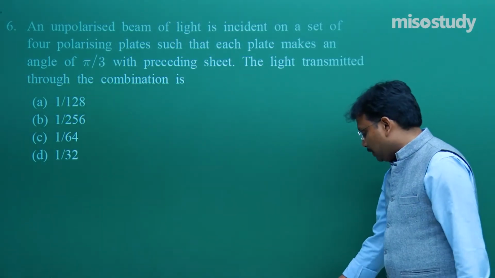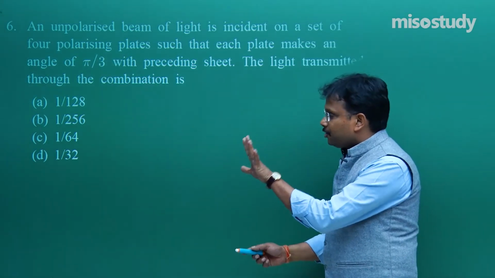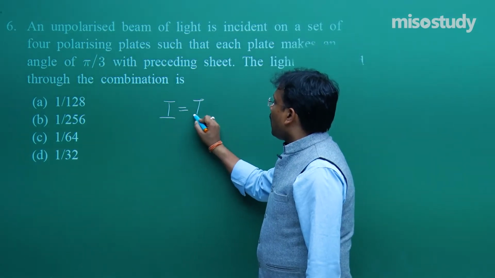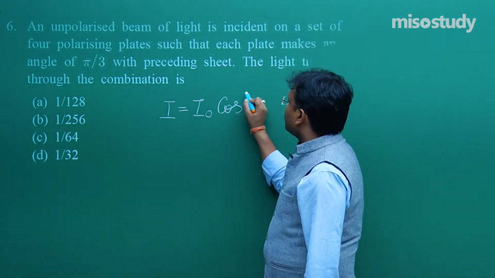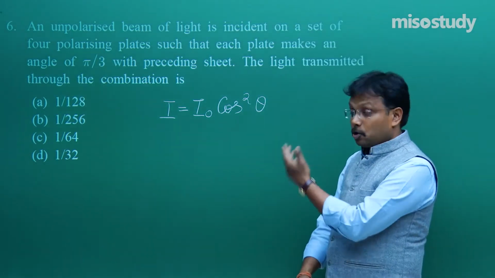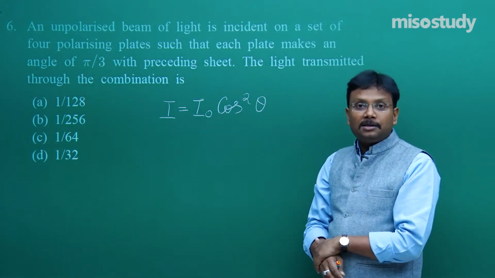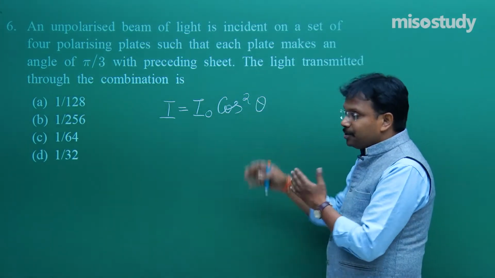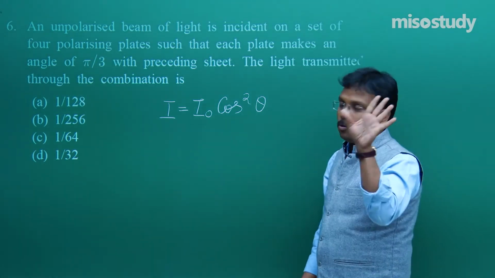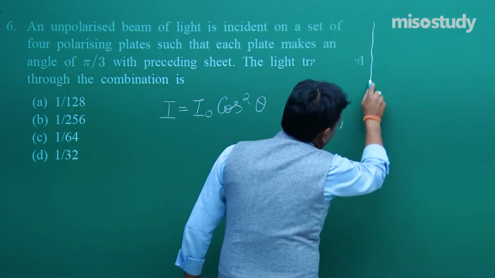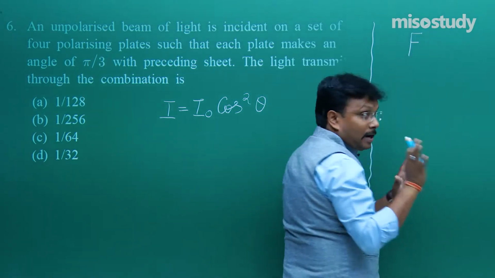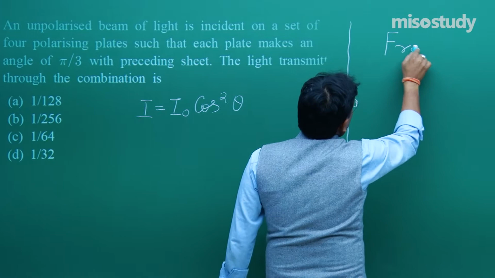Obviously the basic formula that we are going to utilize in this particular problem is I is equal to I naught cos square theta. This is the basic result we are supposed to use, but obviously there is not one polarizing sheet, there are 4. So we have to use this formula in combination, but with some sort of careful approach, okay. Basic result is this one, and one by one I will explain, okay.